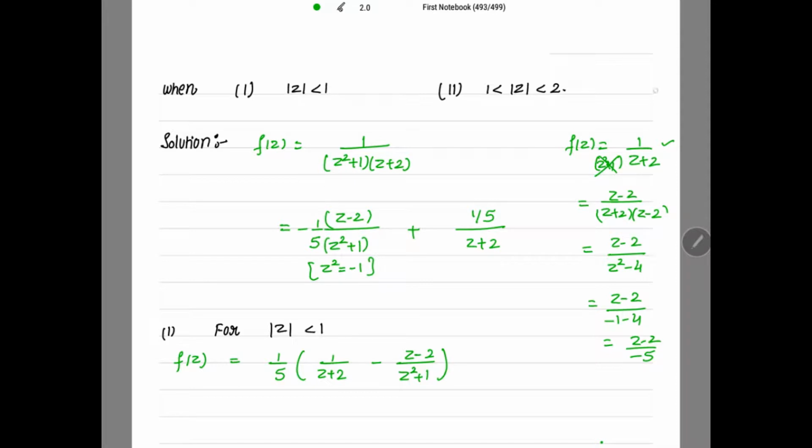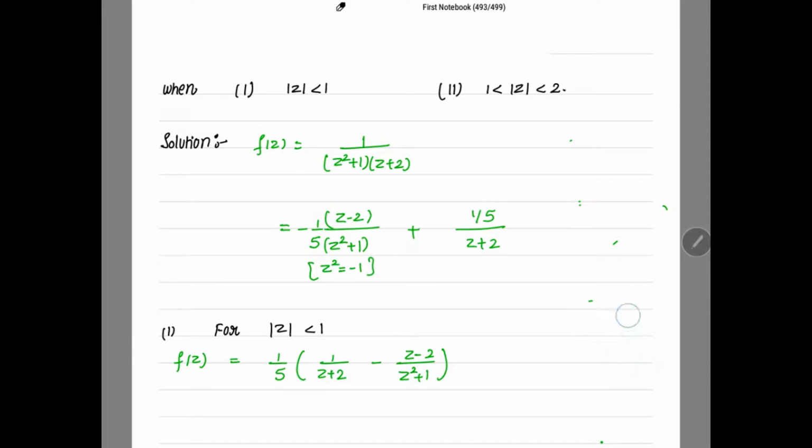Is that clear? Okay. So in such cases, you just need to rationalize the terms and put the value. So you will get 1 over 5, 1 over z plus 2 minus z minus 2 over z square plus 1. This is the required f(z).